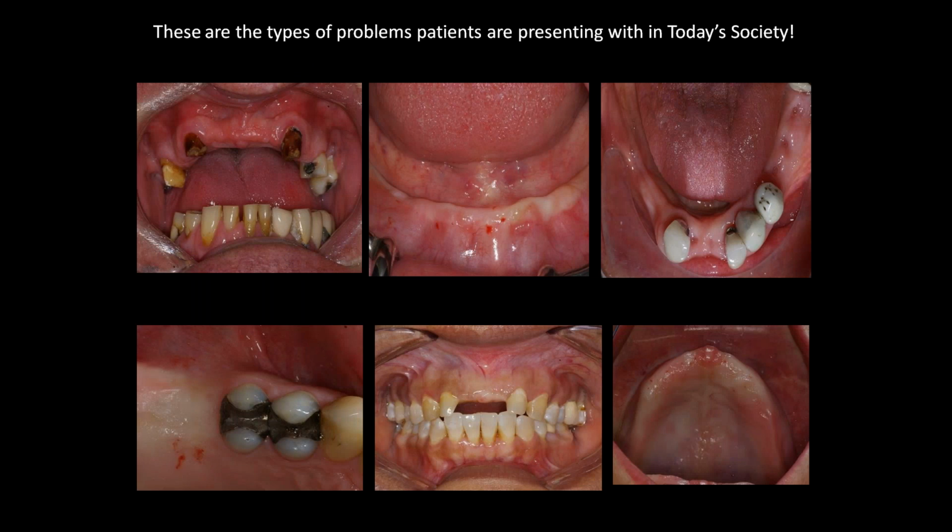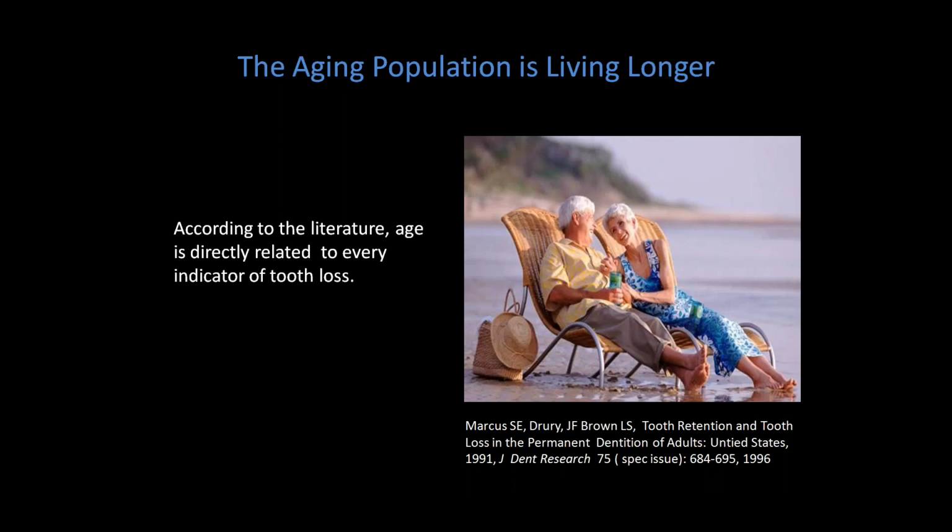These are the types of problems that patients are presenting with in today's society. Whether it's one tooth that's missing, a full edentulous arch, or a full dentition that's non-restorable, we're starting to see this prevalent in practices all over the US. Well, there's a few reasons why.